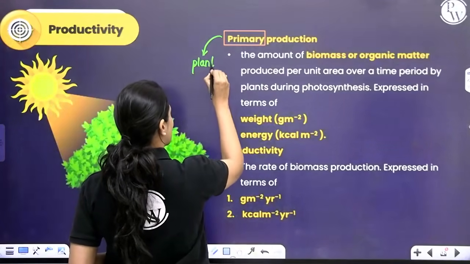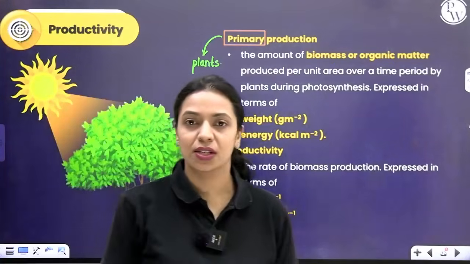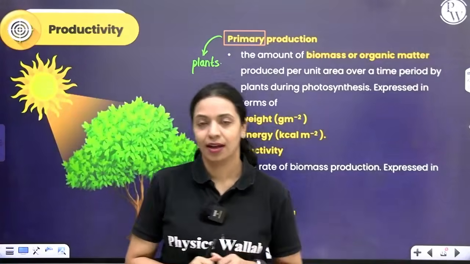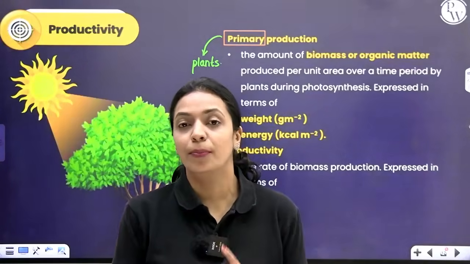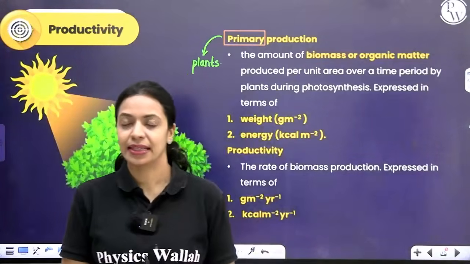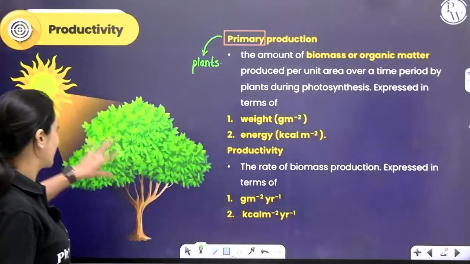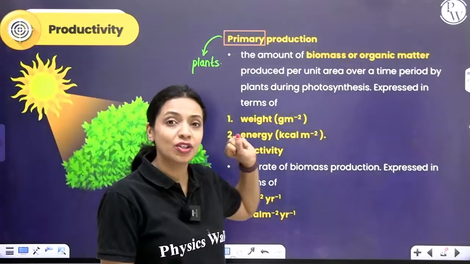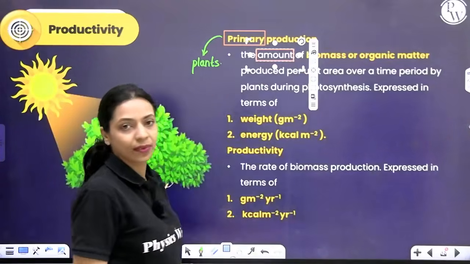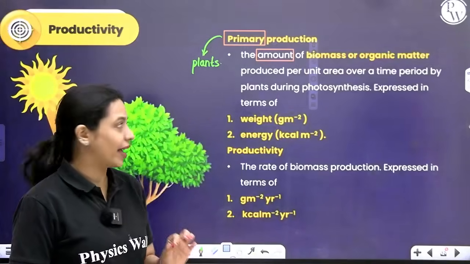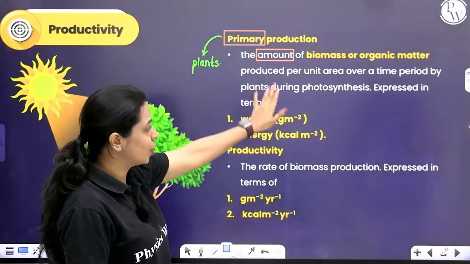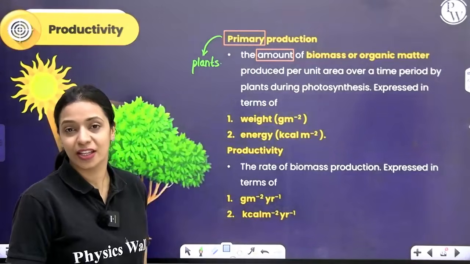You know, plants perform photosynthesis. As an end product of photosynthesis, glucose is synthesized, right? Glucose is organic matter. We consider that as biomass. How much biomass a plant synthesizes or produces through photosynthesis, that is called primary production. Plants make use of sunlight, synthesize their food. How much of it is synthesized, that is called primary production. The amount of biomass or organic matter produced per unit area over a time period by plants during photosynthesis is called production.